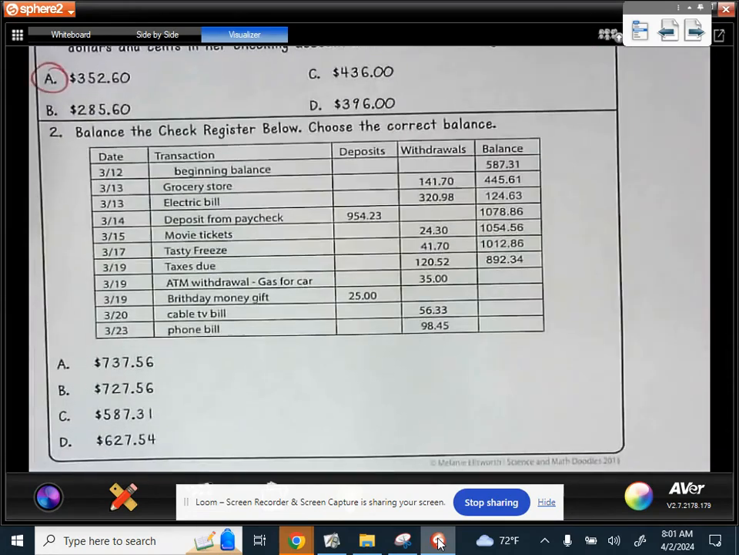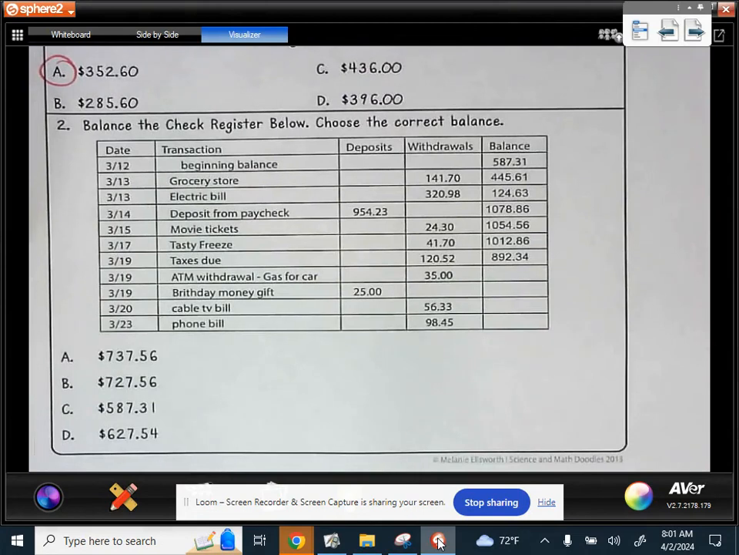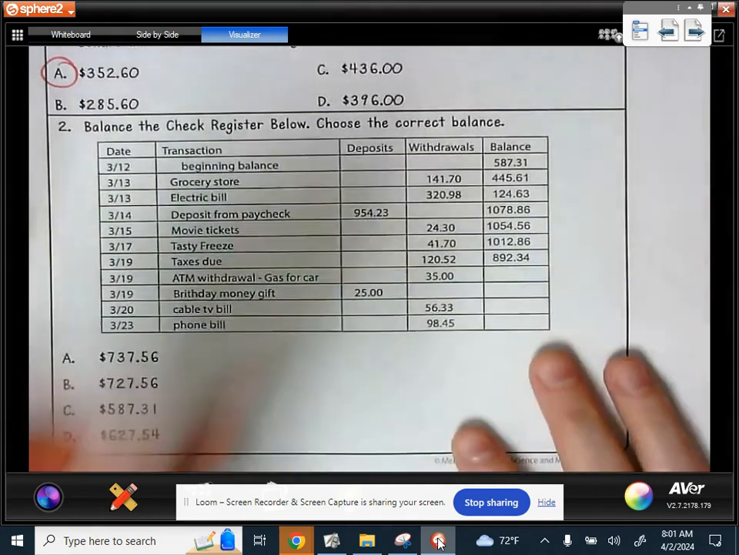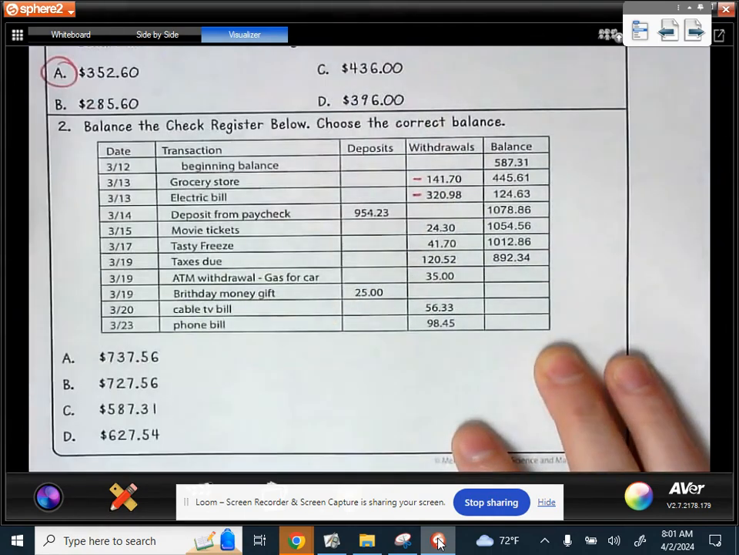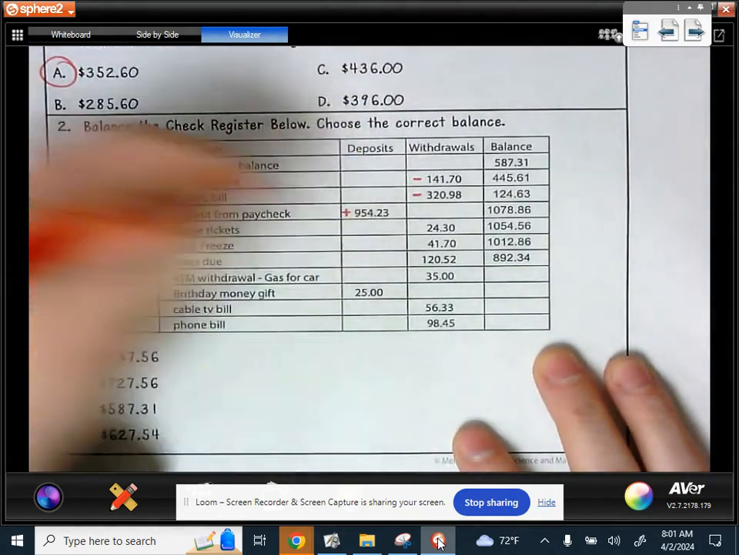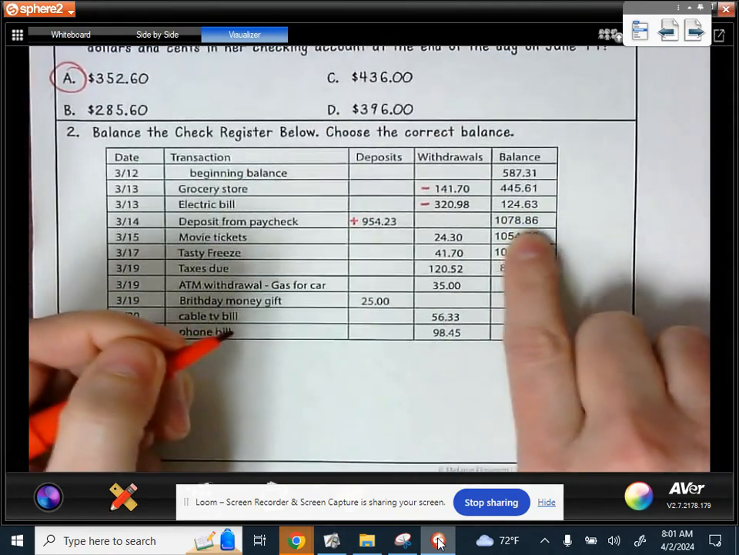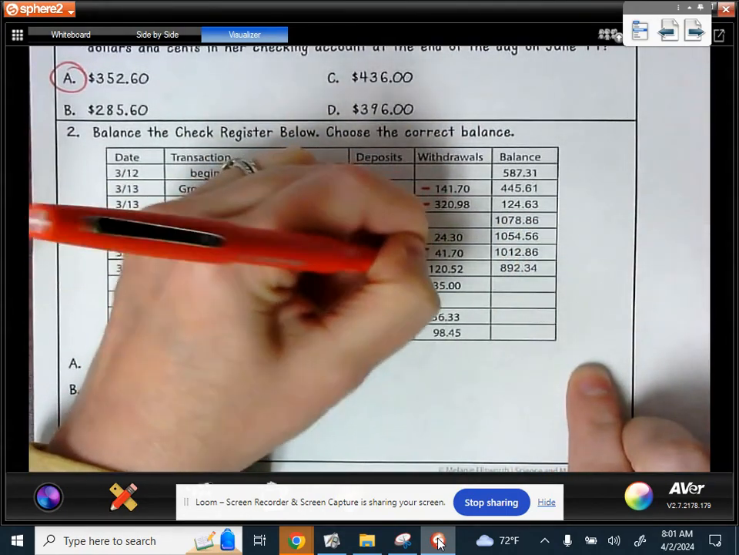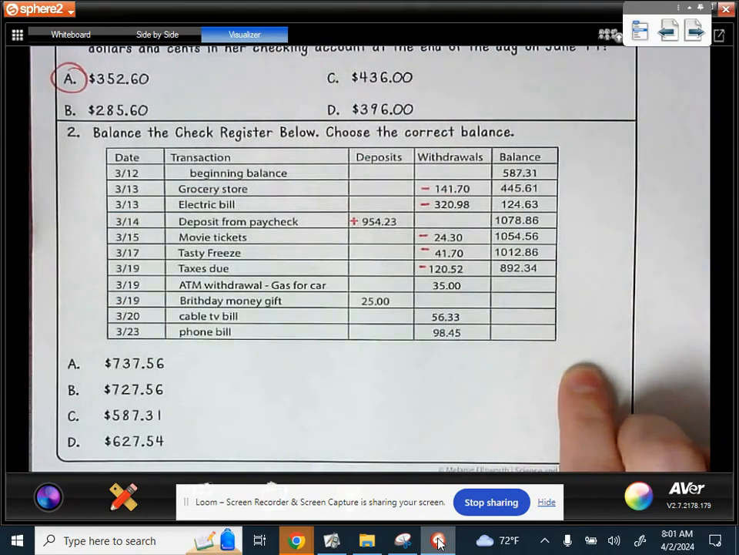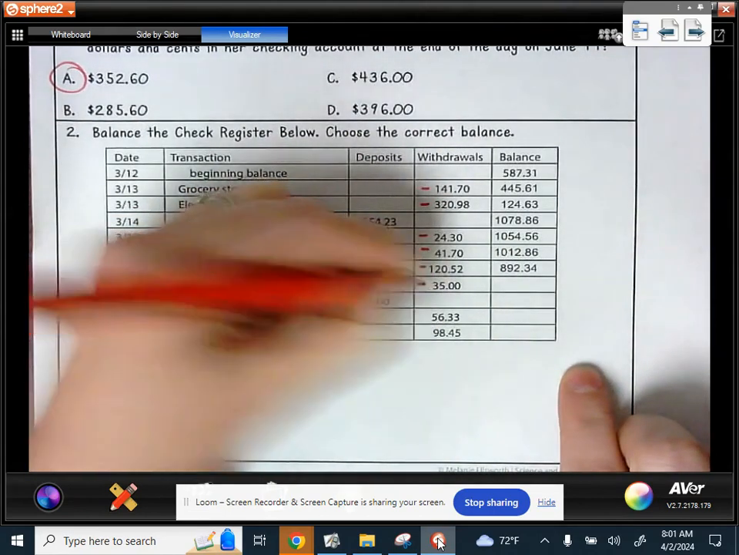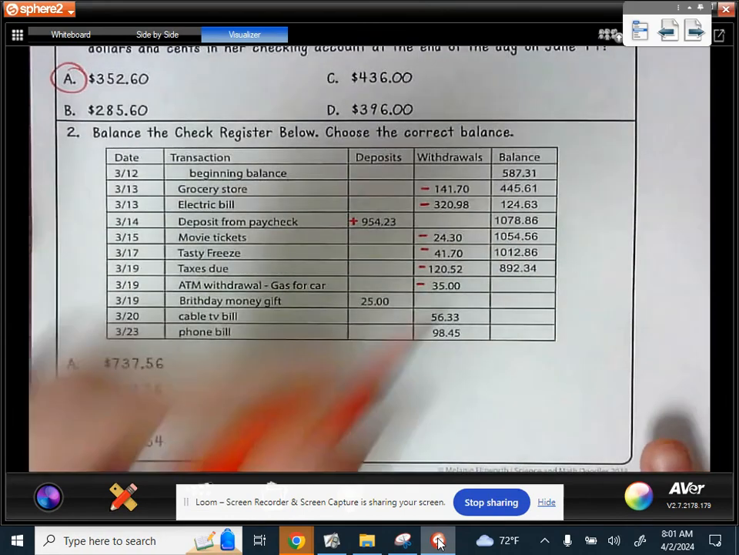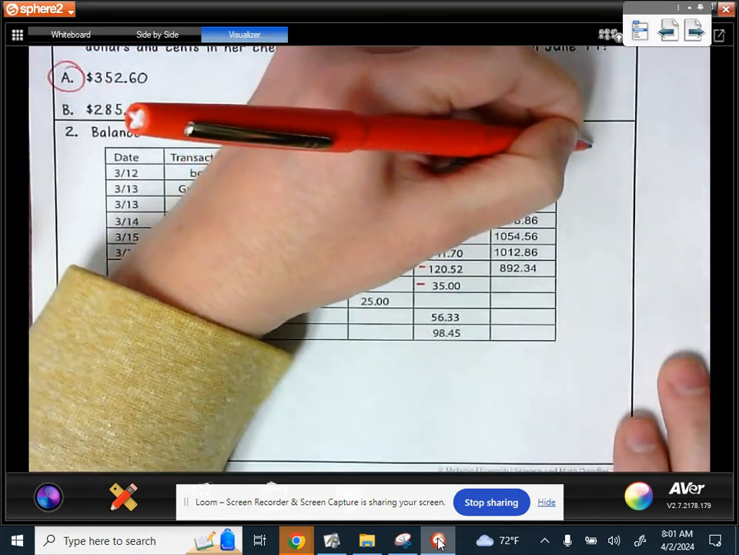Then we've got this one. It's a lot bigger, but they've filled out a lot of it for us. So the person started with a balance of $587.31, and those two got subtracted. This one got added, so that's why their balance went up at that point. These all got subtracted, and then it stops at that point. So we have to keep going. So first we need to subtract $35.